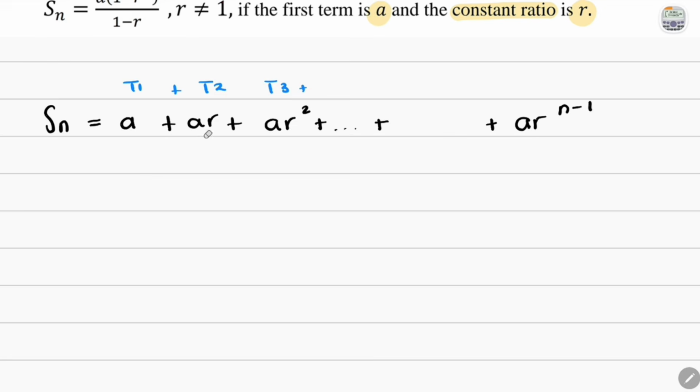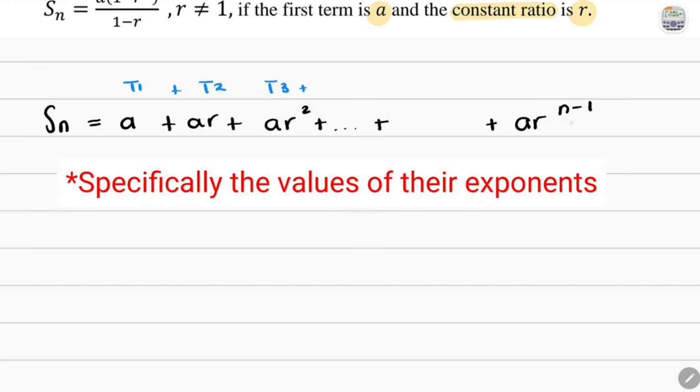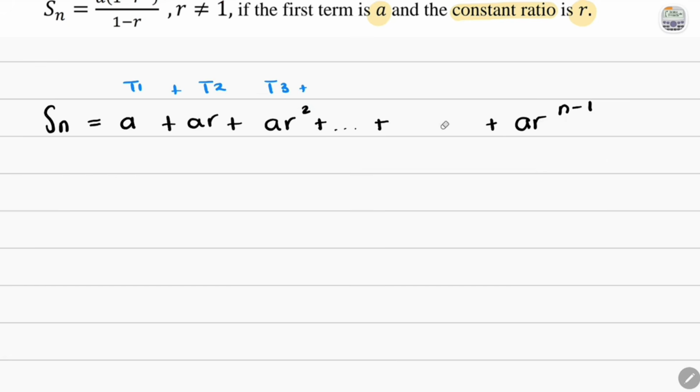Well, think about how these terms are moving forward. We have ar to the power of, technically, this is ar to the power of 0, and then this is ar to the power of 1 and ar to the power of 2. You see that the r's are just increasing. So they become 1 more than what they used to be. So that means if we were going backwards, the r's would be decreasing. They would become 1 less than what they used to be.